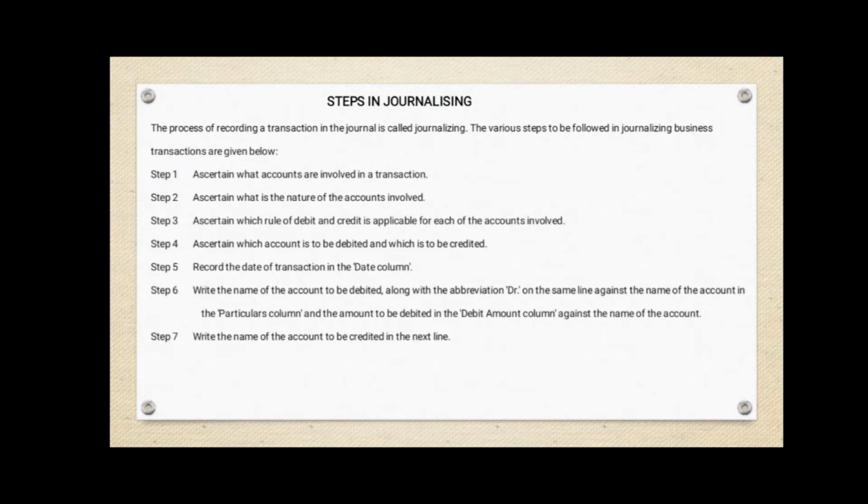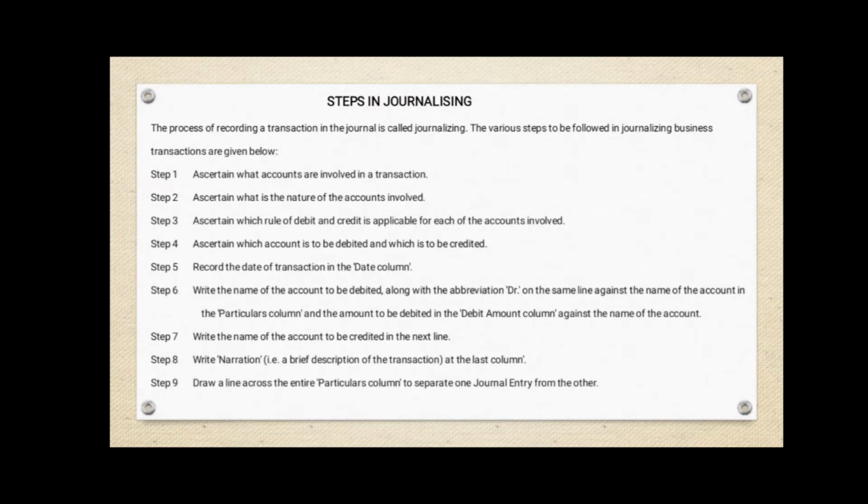Step 7. Write the name of the account to be credited in the next line. Step 8. Write narration, i.e., a brief description of the transaction, at the last column. Step 9. Draw a line across the entire particulars column to separate one journal entry from the other.